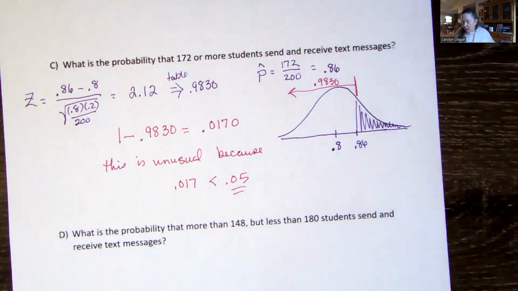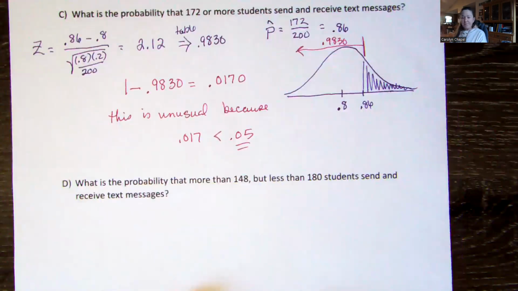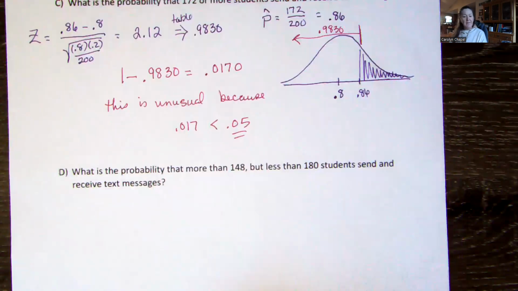Now, is that always the case of being unusual? Yes, in this world it is, but sometimes we want things to be a little bit finer. So we'll see that in future chapters. We'll start looking at things a little bit differently in the upcoming chapters. All right, I have one more. And here we're talking about more than 148, but less than 180.